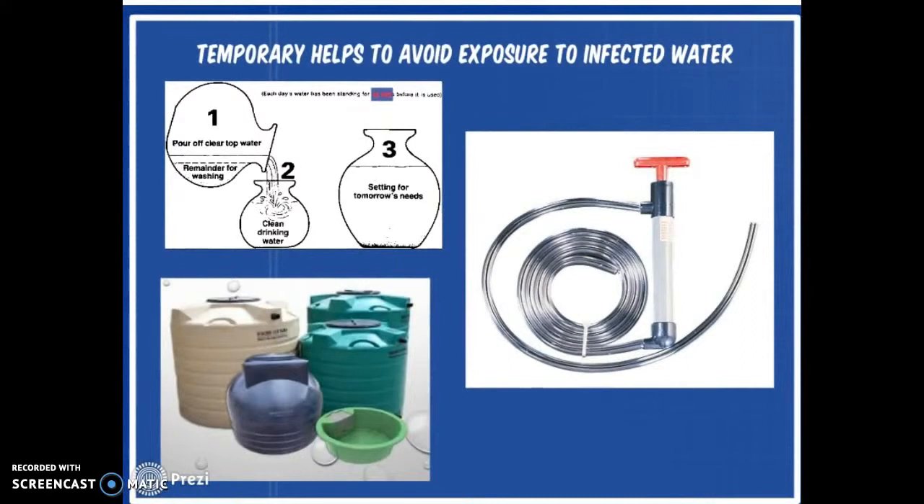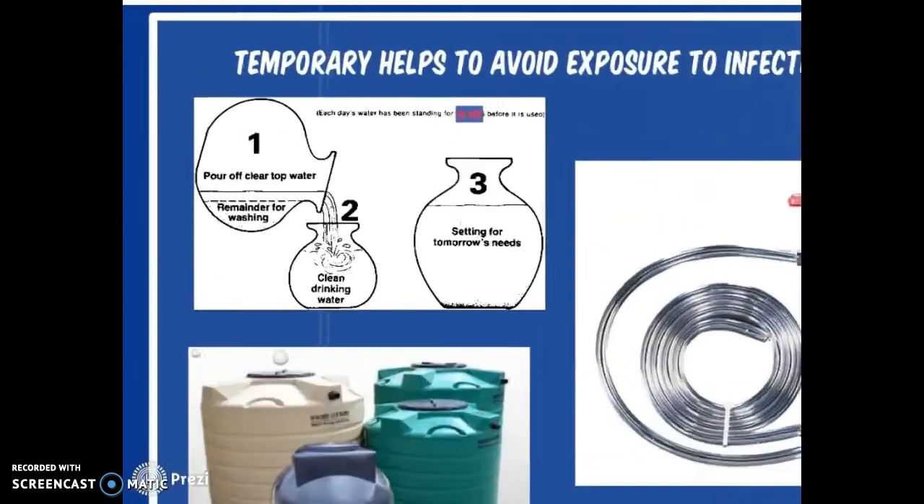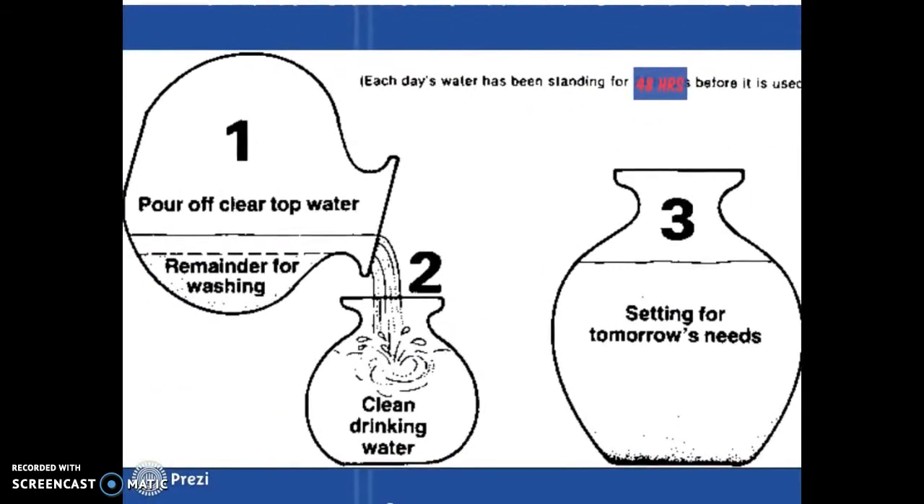Some of the temporary ways that we can help them avoid exposure to the infected water are: number one, using the 3-pot method. You have 3 containers and each one needs to sit for a minimum of 48 hours in order to kill the parasites in the snail host. The water is then safe to use and drink. And here's a diagram that kind of explains that process.